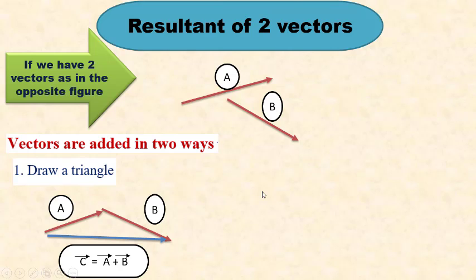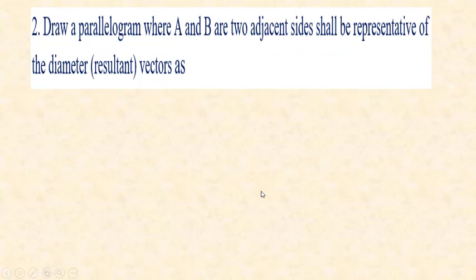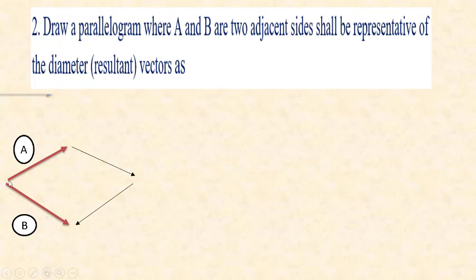Vector C equals A plus B. The other way is by drawing a parallelogram like that. This is vector A in the same position, and vector B will start at the start of vector A like that, and we complete the shape as a parallelogram. So the diagonal C is considered as the resultant of the two vectors, C equals A plus B.